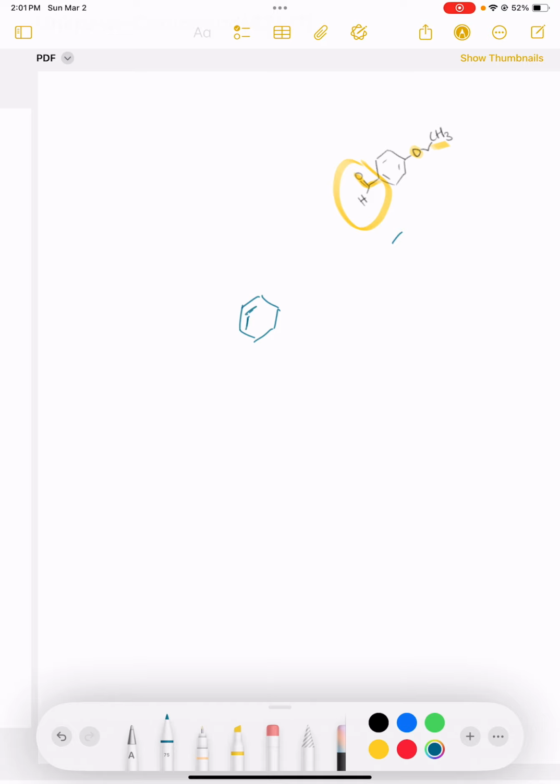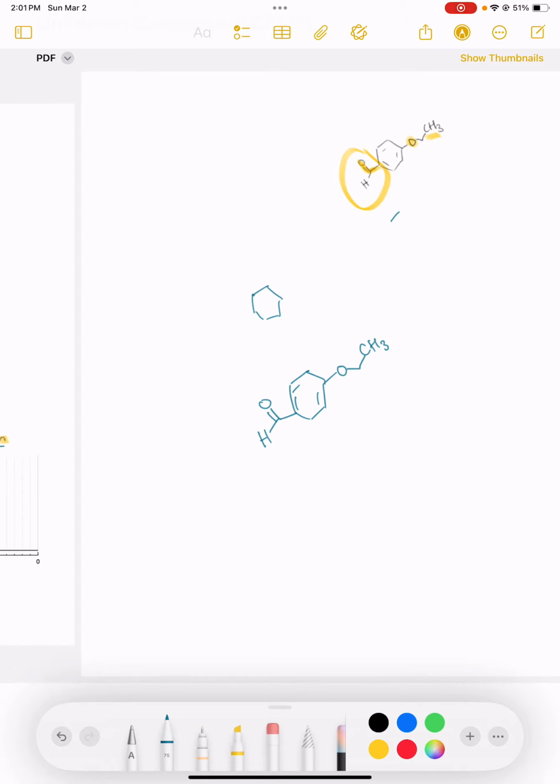Okay, wait, sorry, let me redraw that again. This should just be a benzene ring, attached to an oxygen, which is attached to a CH3, which is attached to a carbon double bonded to an oxygen, which is then attached to the hydrogen.